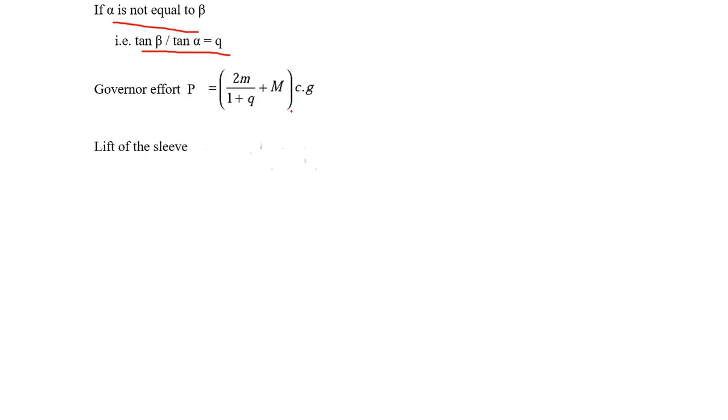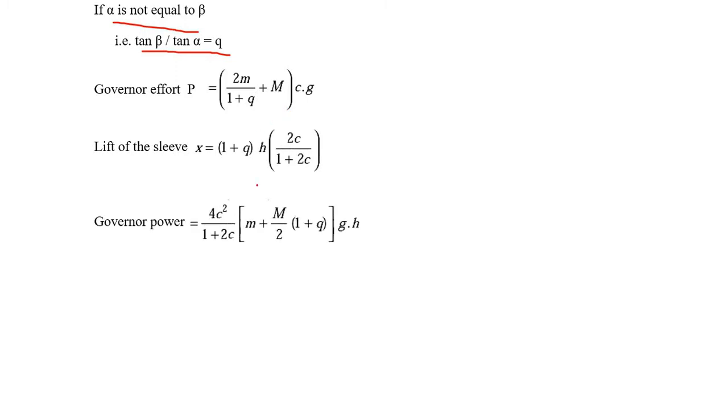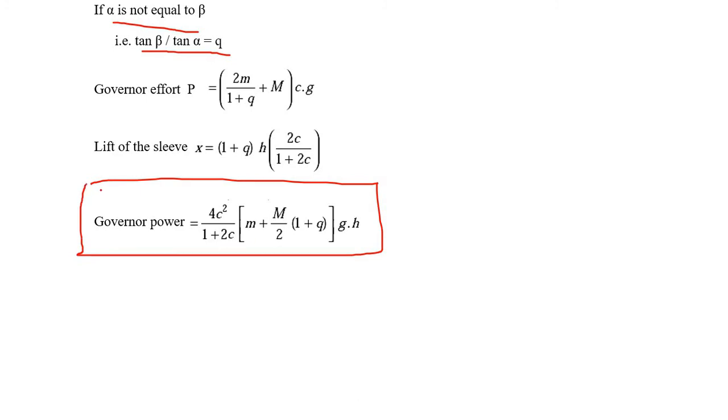Similarly, this Q formula also changes, and then we get the governor power formula. This is the formula for alpha not equal to beta.